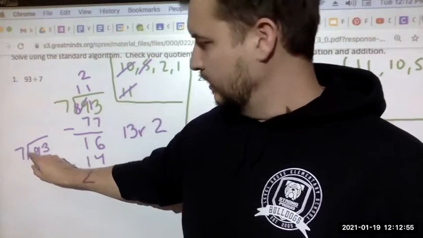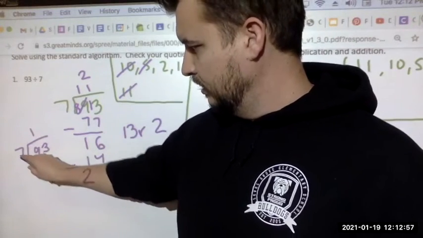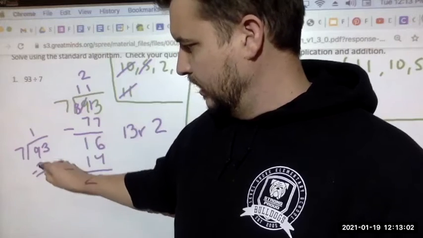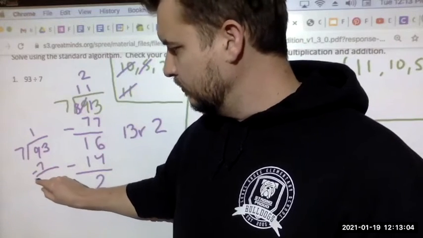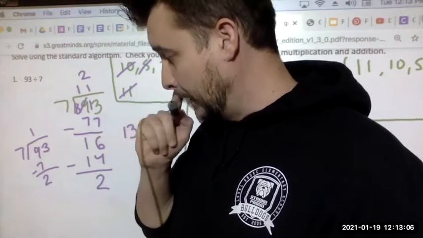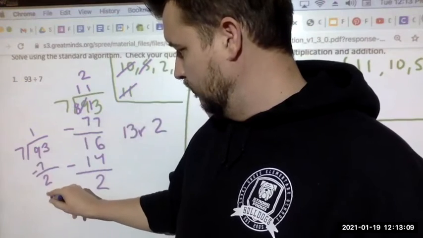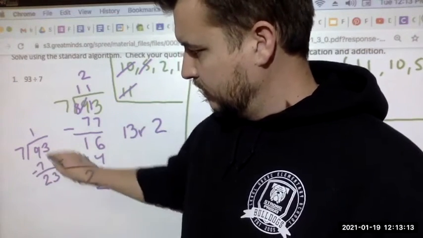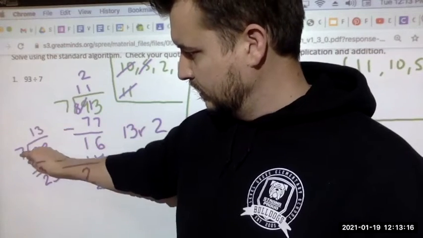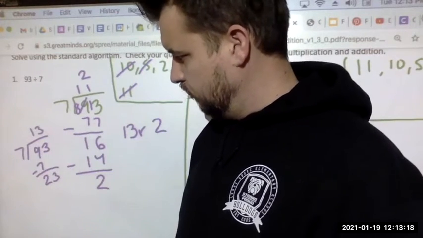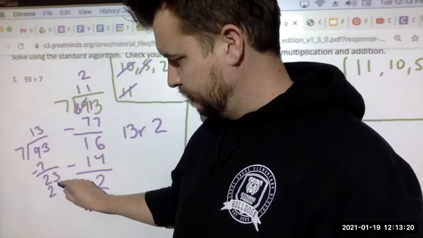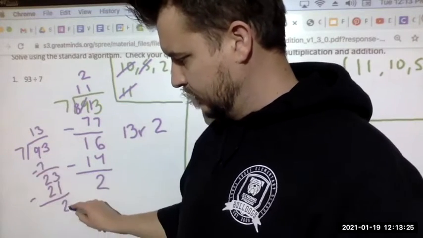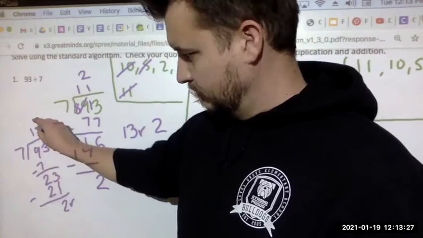7 can go into 9 one time. 7 times 1 is 7. Subtract. 9 minus 7 equals 2. Okay. Bring down your 3. 7 can go into 23 3 times. 7 times 3 is 21. Subtract. You get a 2. 2 is less than 7, so that is my remainder. So your answer is 13.